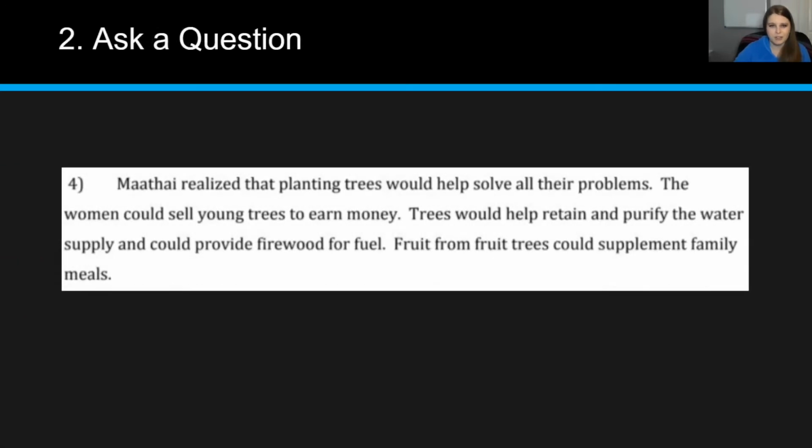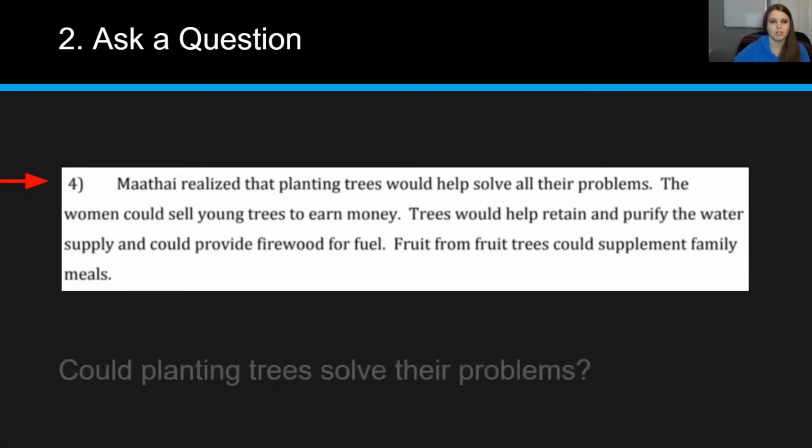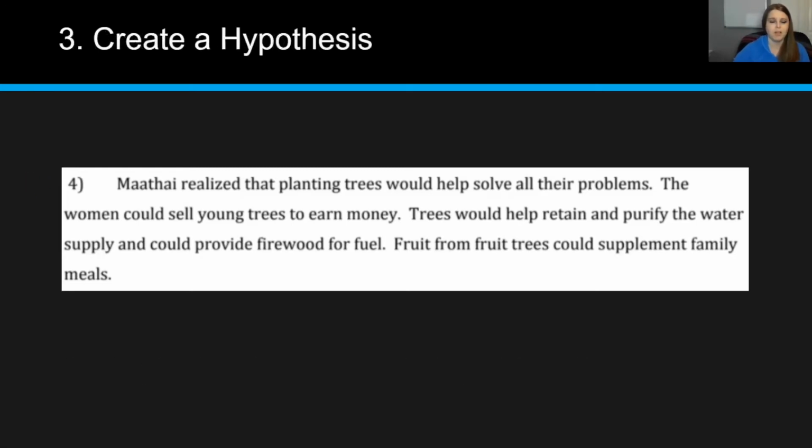So the second thing she does is she asks a question. She's realizing that maybe planting trees could help the women. So the question could be, could planting trees solve their problems? So she decides to create a hypothesis.